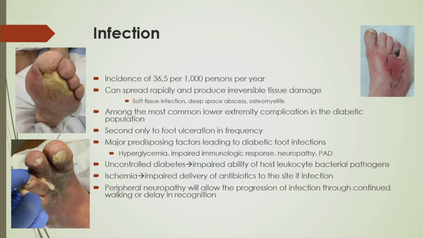Our patients that are uncontrolled diabetics are immunocompromised and have an impaired response to any type of infection. With ischemia, again, we're unable to deliver the antibiotics to the source of the infection, commonly within the foot. Peripheral neuropathy allows for progression of this disease process as the disease process goes unrecognized.